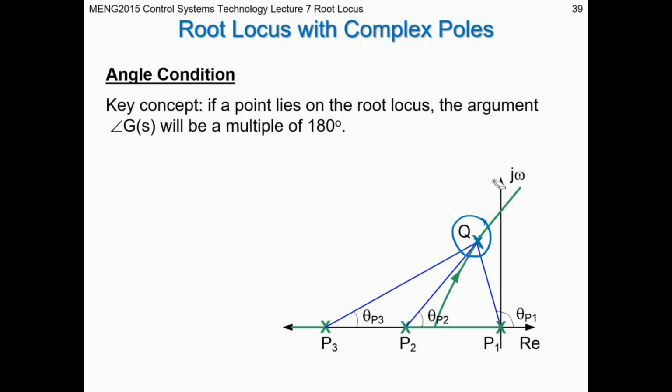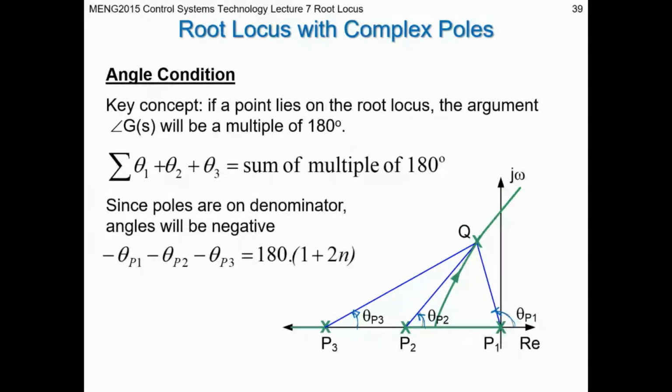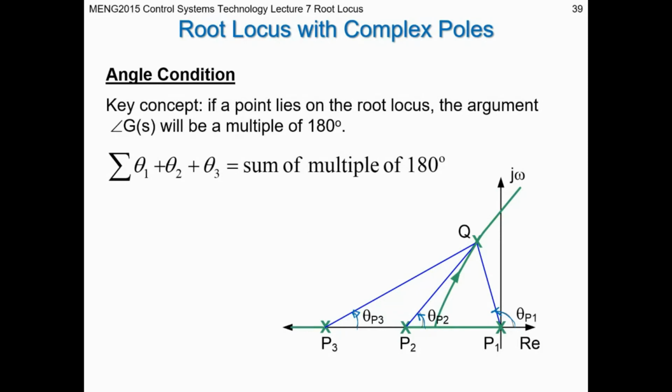So what's the argument? Well, the argument of Q is going to be basically the sum of each of the angles from the other poles to that closed loop root. So we have 3 poles here, each with an angle between the real axis and that particular closed loop root. P1 has angle P1, P2 has angle P2, P3 has angle P3. And what we're saying is that the sum of all those angles has to be a multiple of 180.